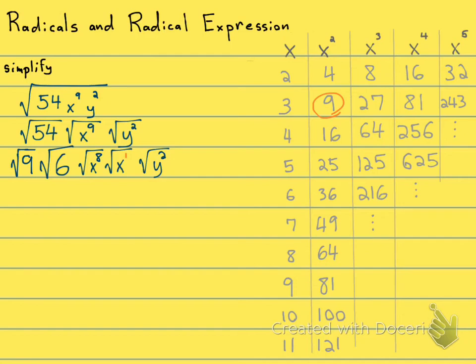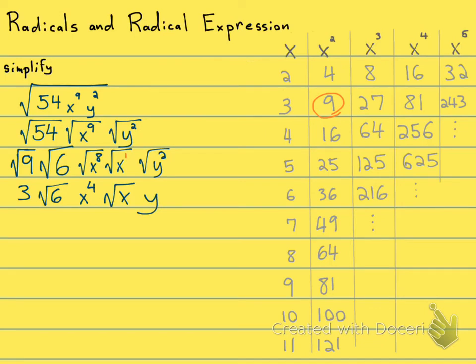Okay, so let's simplify the radicals now. The ones that I know, the square root of 9 is 3. Okay, 6 is still stuck under the radical. The square root of x to the 8th, how many groups of 2? Well, that's x to the 4th. Okay, this x is still left under the radical. And then the square root of y squared is just y. Okay, so I have simplified everything I can.